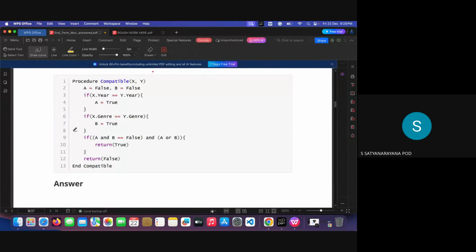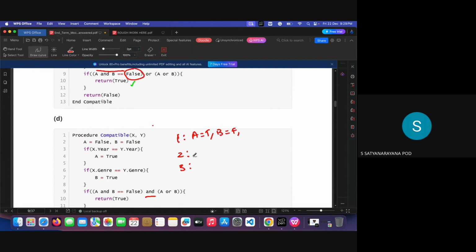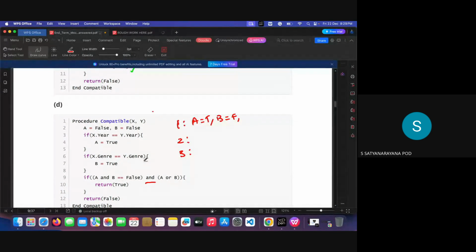Same thing, what they did is, look, here OR is changed to AND. Now let me consider the cases. Case 1, case 2, case 3. So case 1 is A is true, B is false. So what is my condition? See, look at the same condition. A value becomes true, B value is false. So C1 will become true only, no?